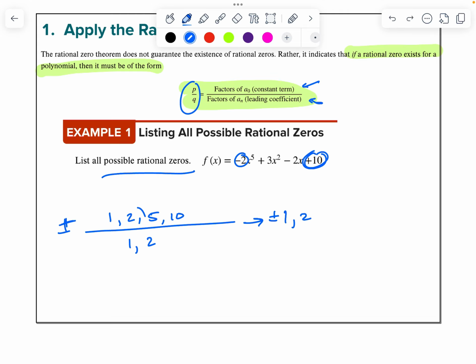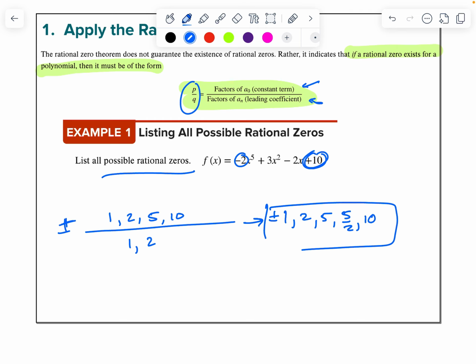That's already listed here, 2. I could have 2 over 2. That's already listed here. That's the 1. 2 over 2 is 1. I could have 5 over 1, 5. I could have 5 over 2. I could have 10 over 1. Or I could have 10 over 2. 10 over 2 is already listed. That's 5. I'm just trying to make every possible combination I can. Every single combination that I can make, I'm trying to make on this right side. So it's positive or negative of any of these.